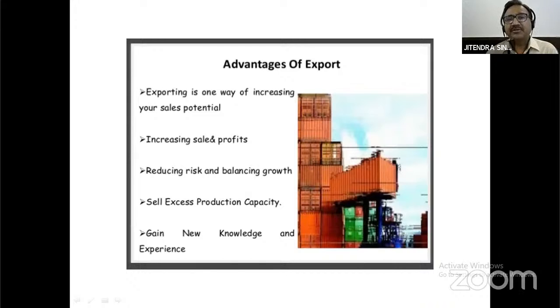It also increases sales and profit by producing more and more quantity, and we have more and more foreign options available with us. Definitely it will increase our sales as well as profit.